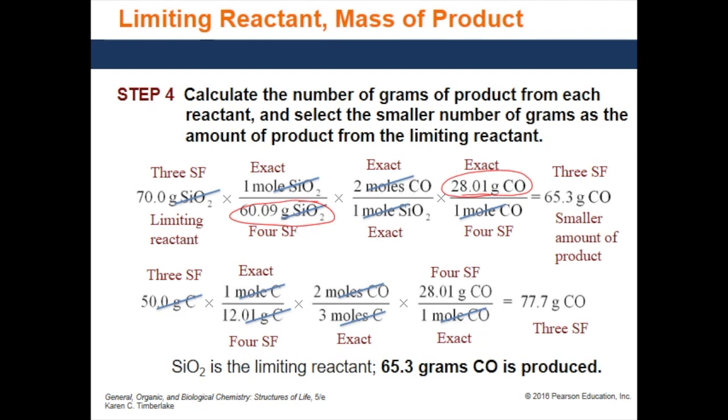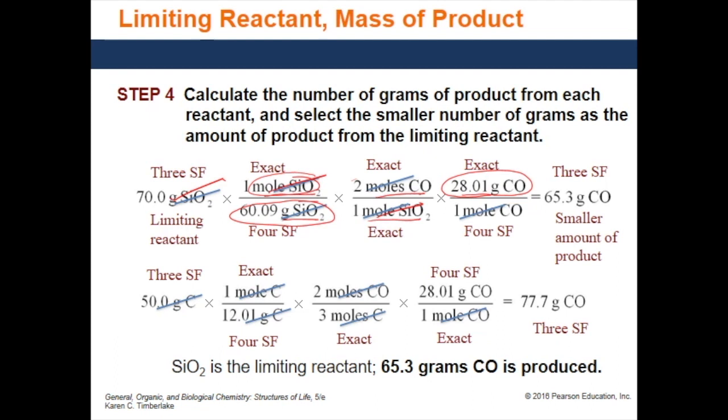So we start with what's given, which is 70.0 grams of SiO2. We want to cancel the grams of SiO2, so I divide by grams of SiO2 and multiply by moles of SiO2. Grams and grams got cancelled. Our answer is in moles of SiO2. Now we can go from moles of SiO2 to moles of CO. To cancel moles of SiO2, I divide by moles of SiO2 and multiply by moles of CO. The conversion factor is 1 mole of SiO2 gives 2 moles of CO. Again, moles of SiO2 and moles of SiO2 got cancelled, and our final answer is in moles of carbon monoxide.